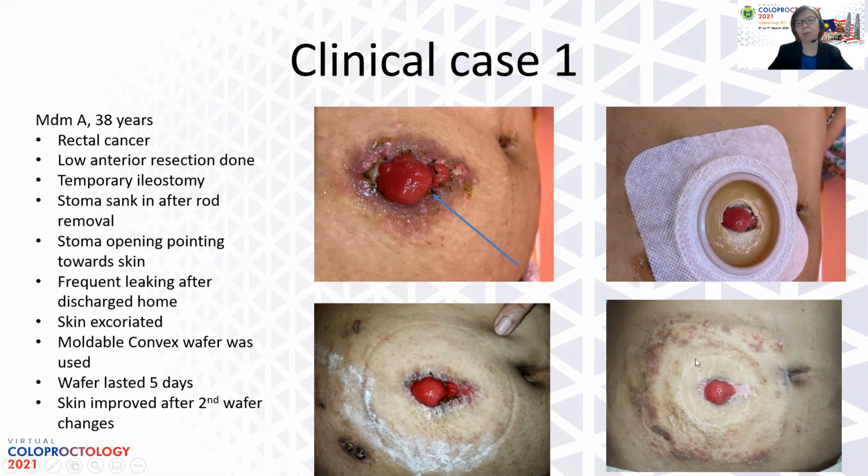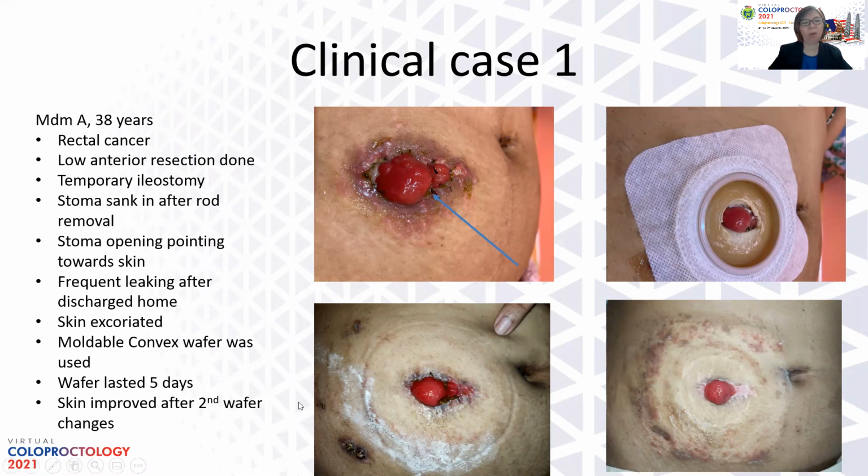These two pictures were taken by the patient herself. You can see the color of the pictures is different, but she was so happy. Now she's back to using the flat wafer. That means she can use the normal wafer now, because the area, all the separation here, has healed up, only the stoma is left, and the stoma opening is also pointing upward a little bit now.